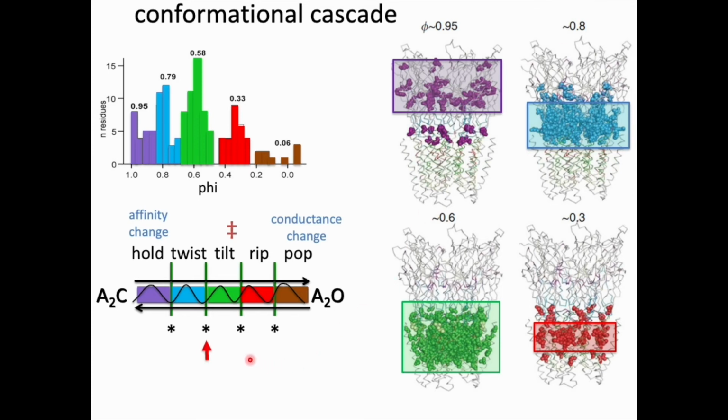I just want to briefly show in the next slide the interface between the extracellular domain and the transmembrane domain, which represents the interface between phi blocks. So I'll call each of these a phi block or a phi group, and I just want to emphasize it's a fairly discrete transition from going from the twist motion to the tilt motion, from the phi of 0.8 to the phi of 0.6. There's a structurally discrete boundary between those.